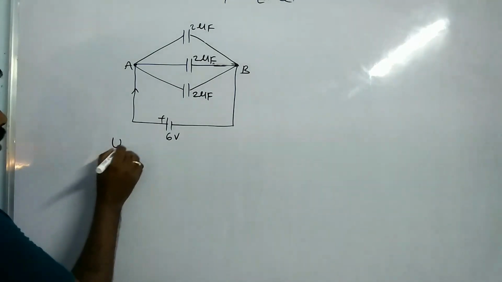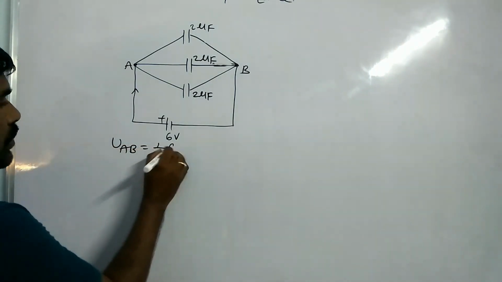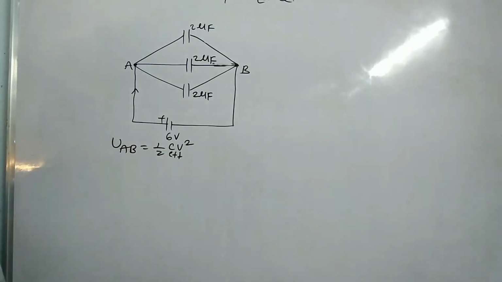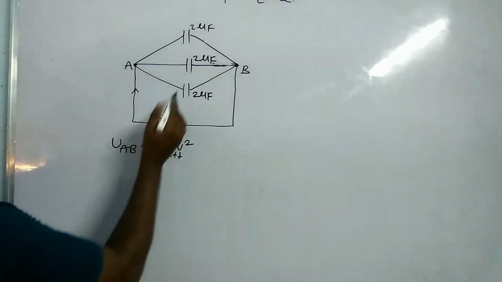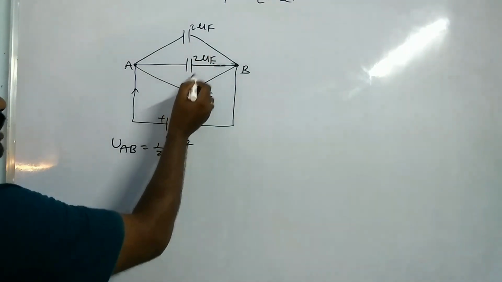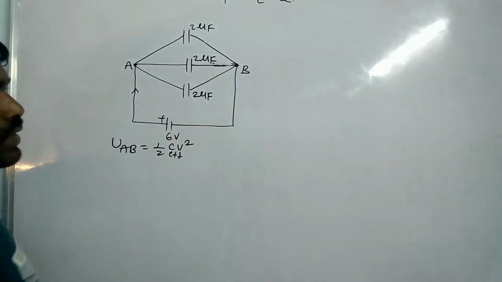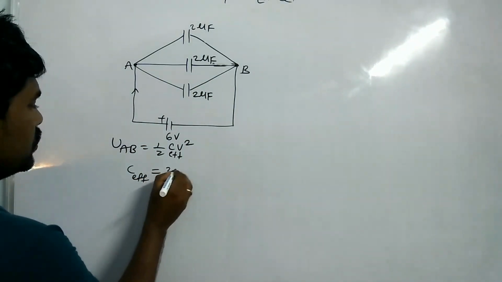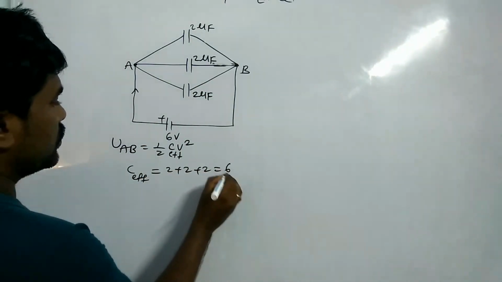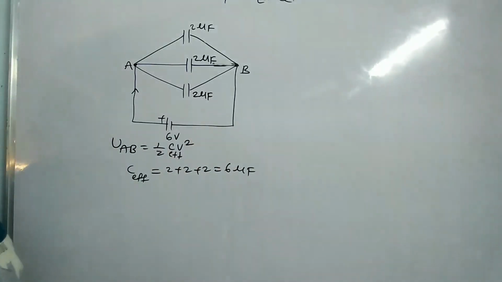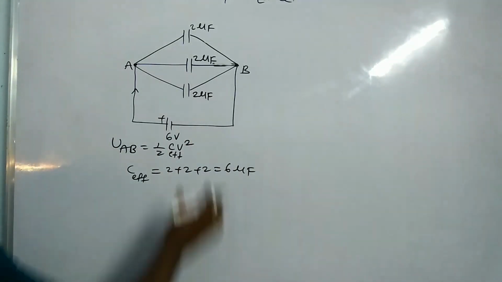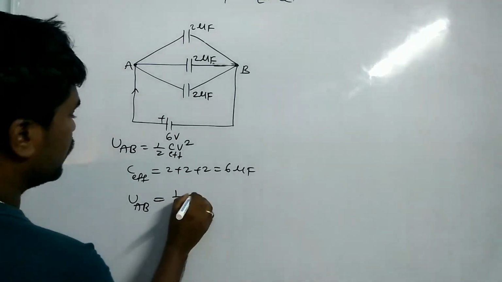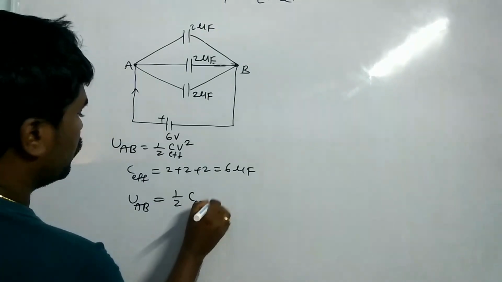The energy stored U_AB is equal to 1/2 C V squared. So C is C effective. How can we find C effective here? C1, C2, C3, these 3 capacitors are connected in parallel combination. Therefore, C effective in parallel combination is 2 plus 2 plus 2, equal to 6 microfarad, right? So then the energy between A and B is equal to 1/2 C effective into V squared.